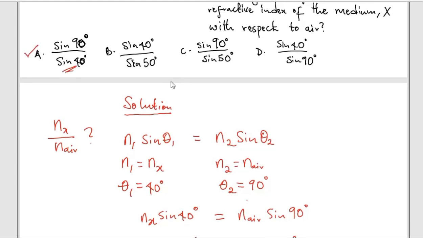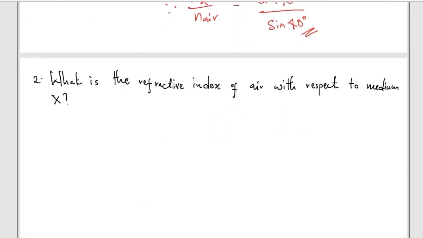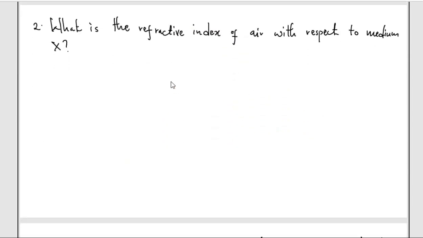It's as easy as that. So let's look at the other questions. Still on that diagram, they can ask you what is the refractive index of Air with respect to the medium X. What do you do? A similar thing. This time around, they're asking you for the refractive index of Air with respect to the medium X. So therefore, what you simply do, I'll show you two ways.